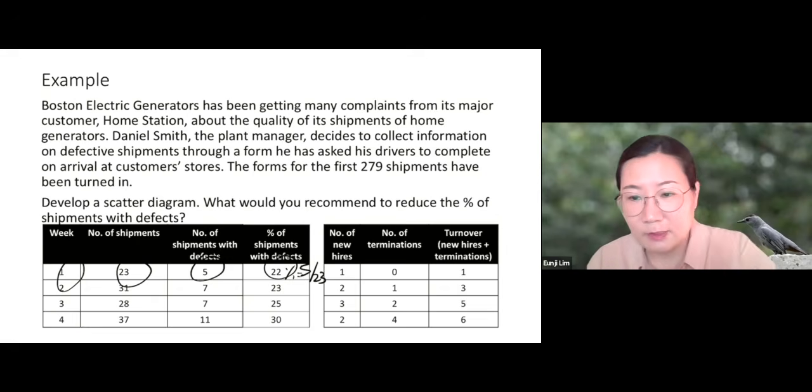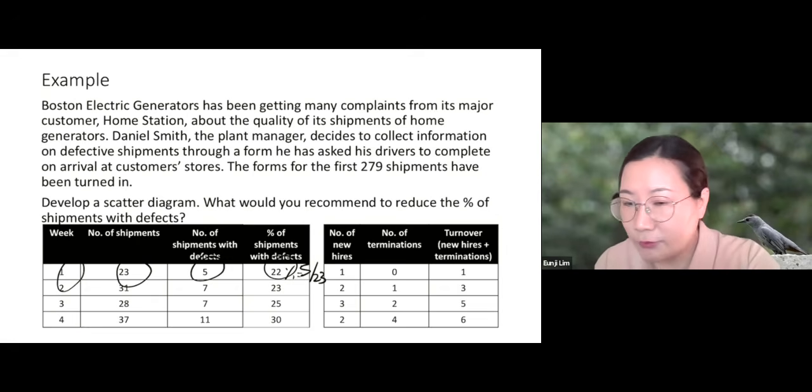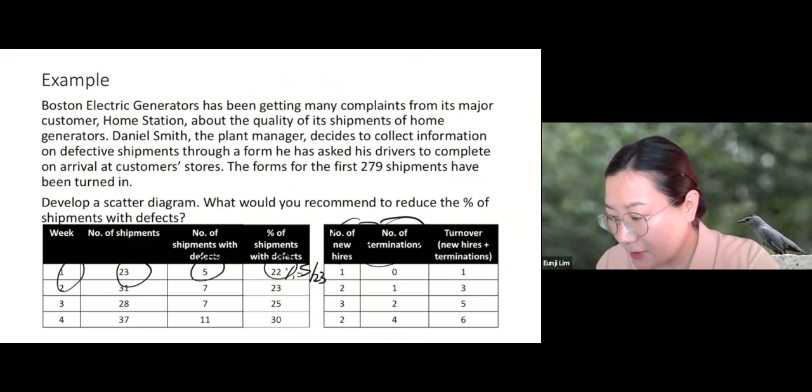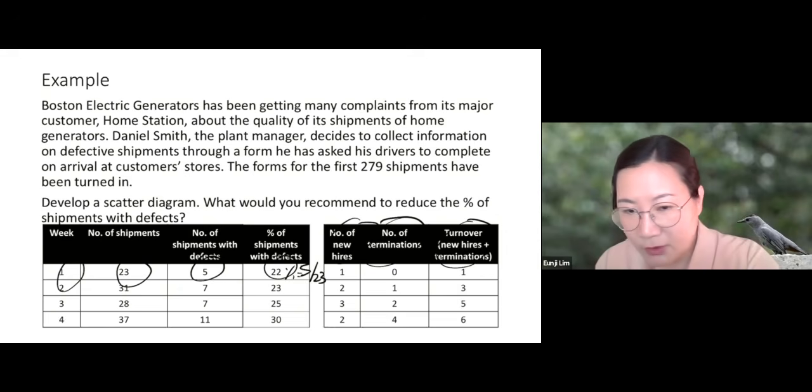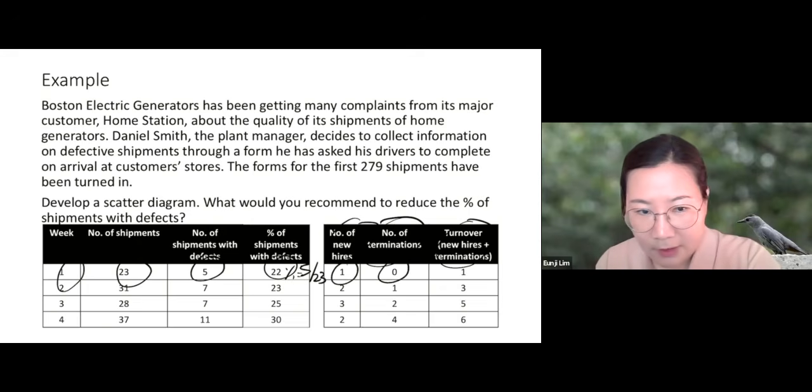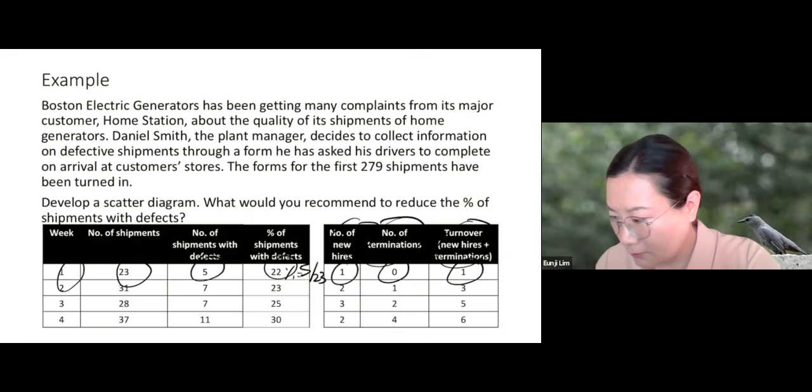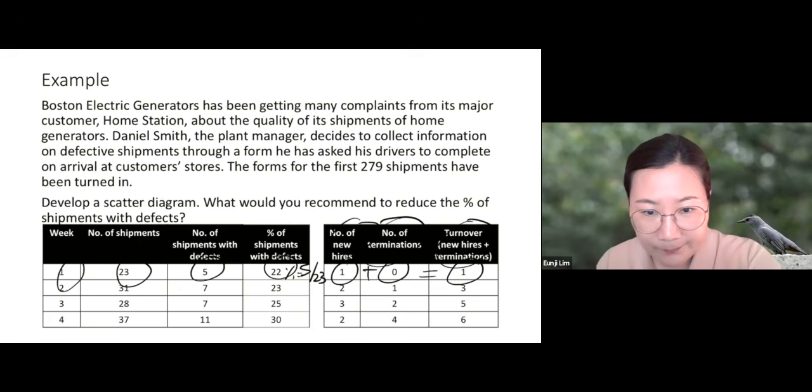And you suspect that this percentage is related to the turnover. So you collected the number of new hires, the number of terminations, and you calculated the turnover, which is the number of new hires plus terminations. In the first week, you hired 1 person, and you had 0 terminations. So the turnover is 1 plus 0, which is 1. And you repeated this every week, right?